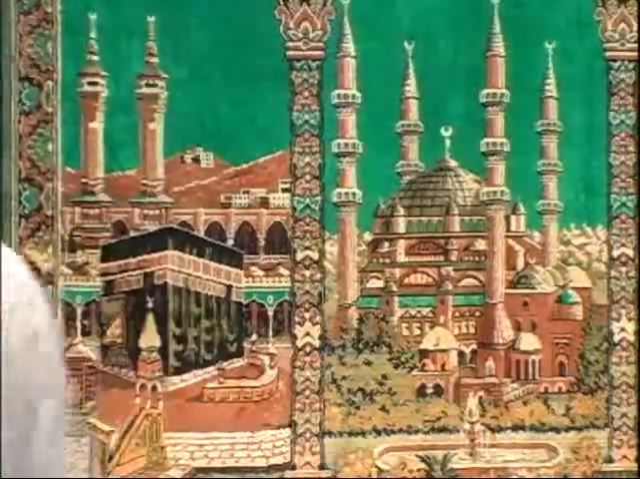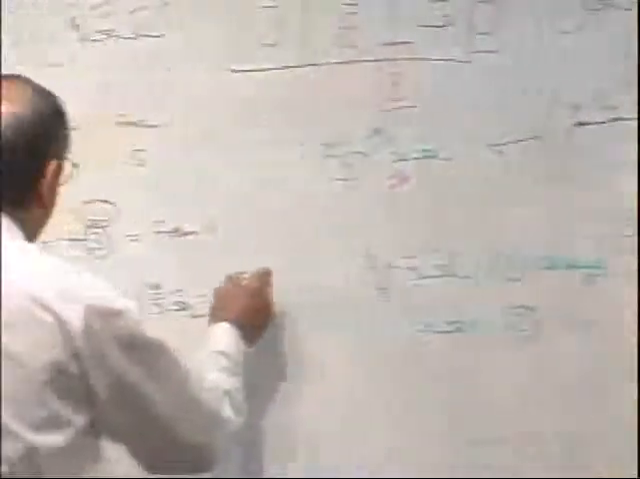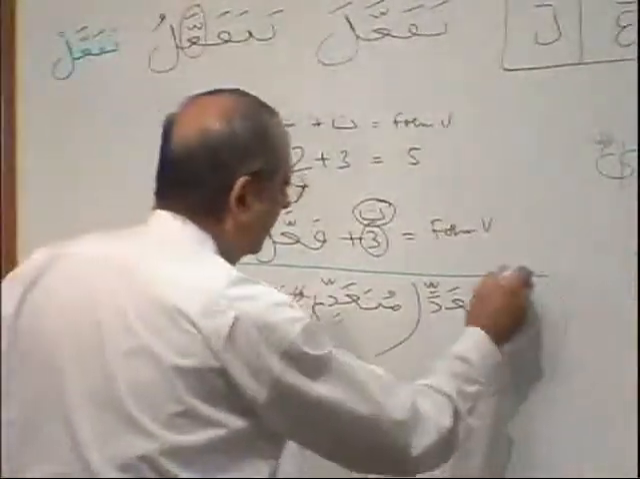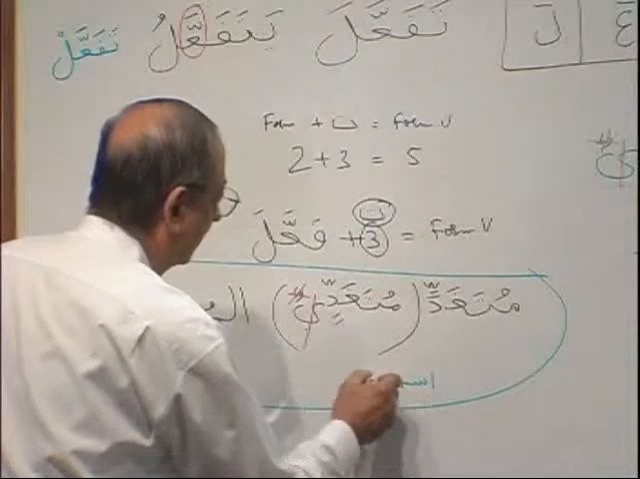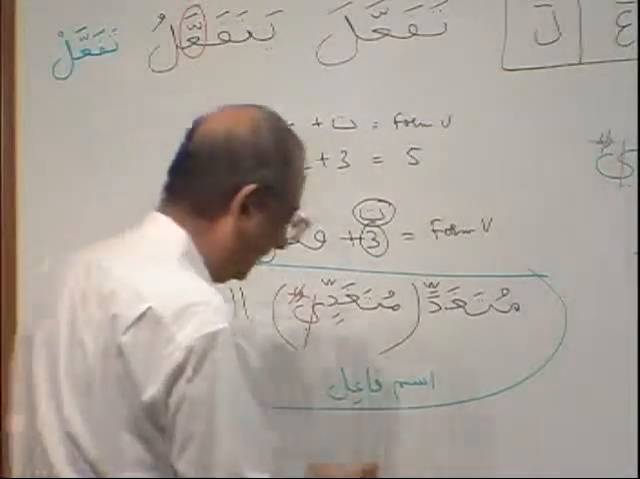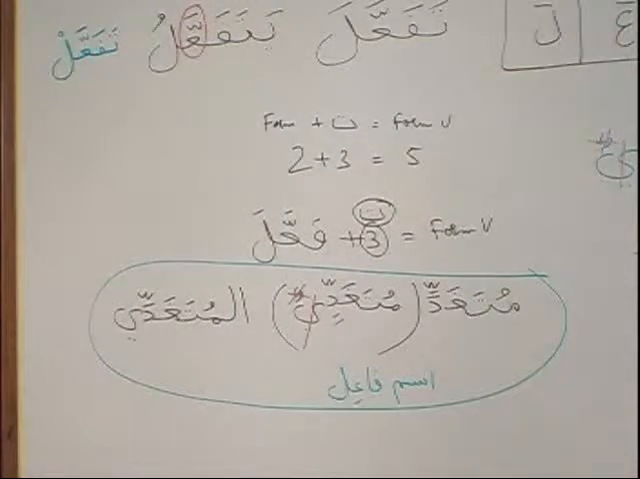And what will be the ism fa'il? Muta'ashin. In this chart, ism fa'il is not given, but you can easily make it. You know how to do it. Let me write down here, brothers and sisters. This is ism fa'il, which is not given here.